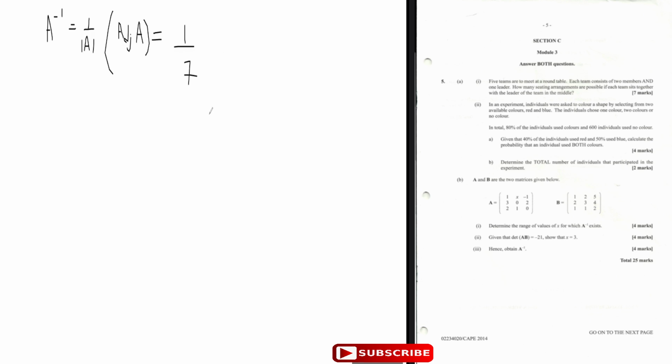So let's find out the adjoint of A. To find the adjoint of A, we're going to have to use a cofactor matrix, and then transpose the cofactor.